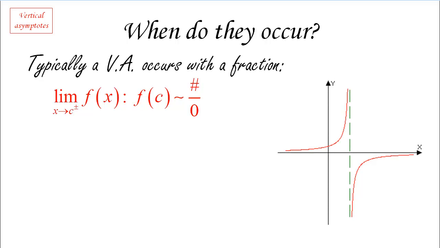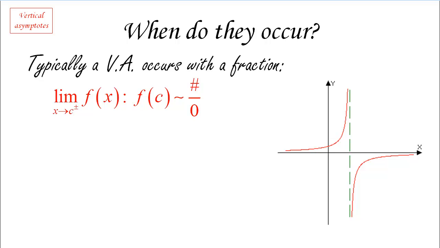And why does that happen? Well, because in the function we have a small denominator. Small denominators make for large fractions. And in fact, because the denominator is so small that we can make it go to 0, the fraction itself can become as large as we want, and therefore will go to either positive infinity or negative infinity.